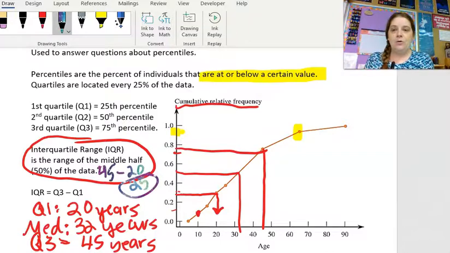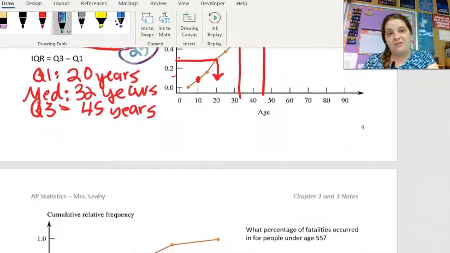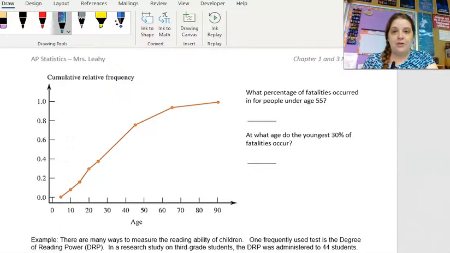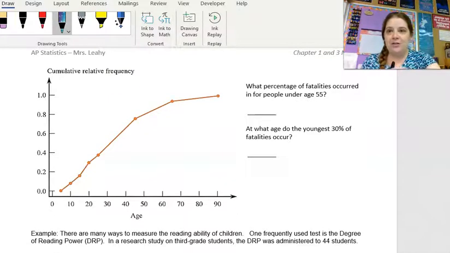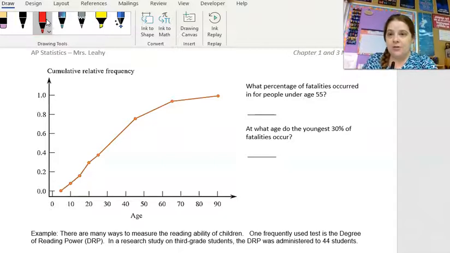Okay, so the percentiles are the percentage at or below a certain value. A quartile is specifically 25th, 50th, and 75th percent. So I look at this ogive, this cumulative relative frequency plot, and I have some questions. So notice it says cumulative relative frequency as opposed to relative frequency. So this reads the percentage up to this point.